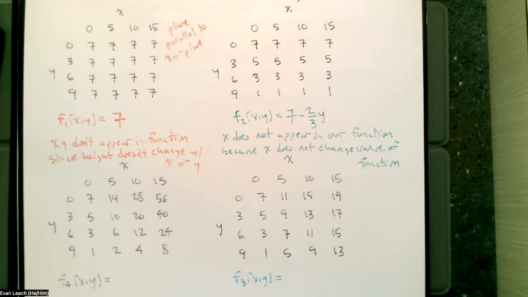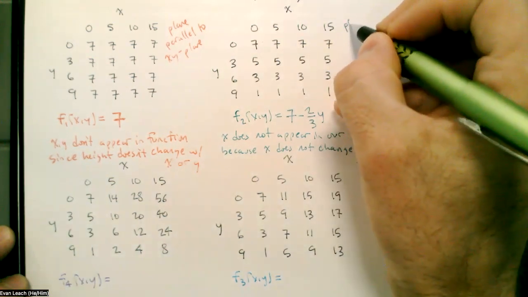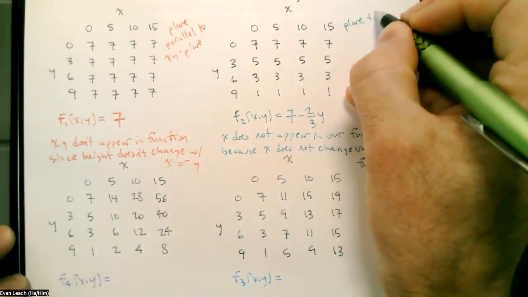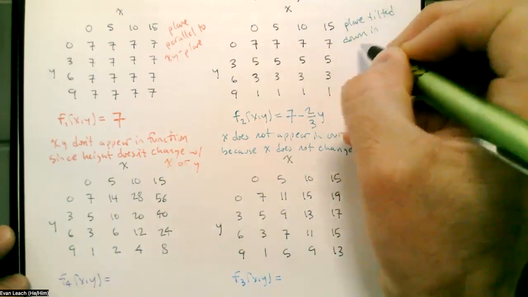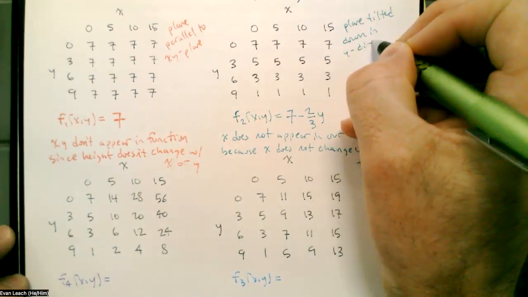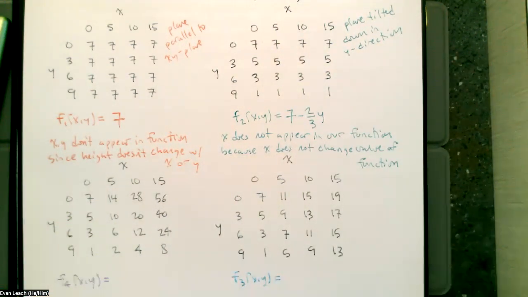So it's a plane tilted down in the y direction. So it's no longer parallel to the xy plane. We just tilted it down, but only in the y direction. So it's going to be a plane tilted down in the y direction. We've got a plane tilted down in the y direction.